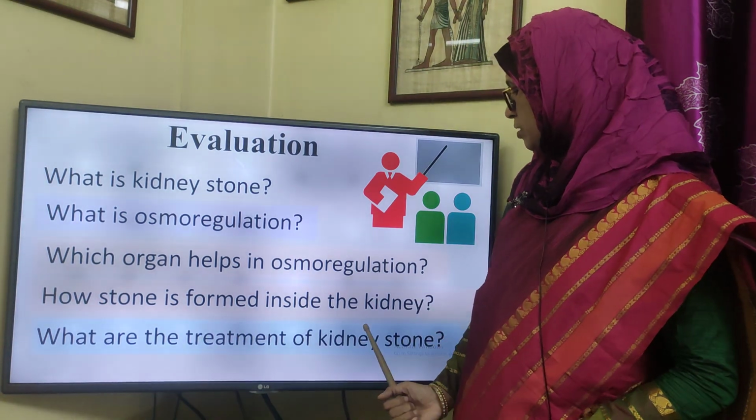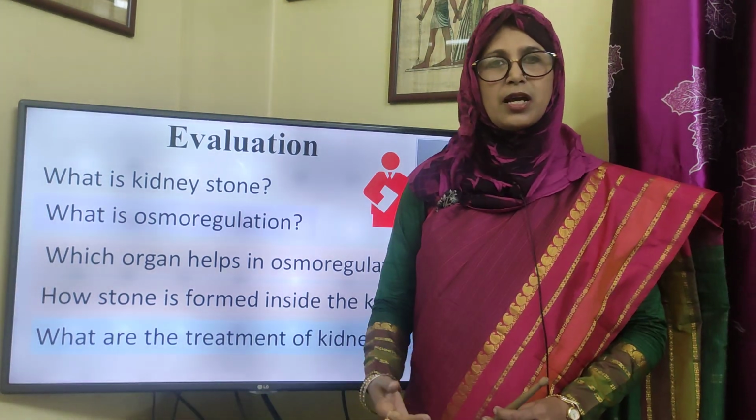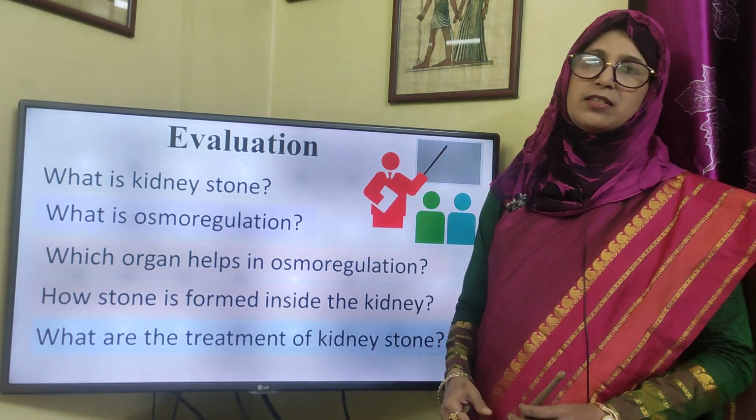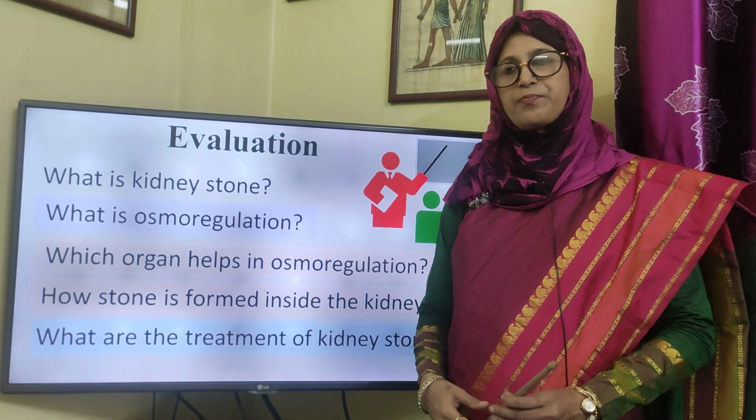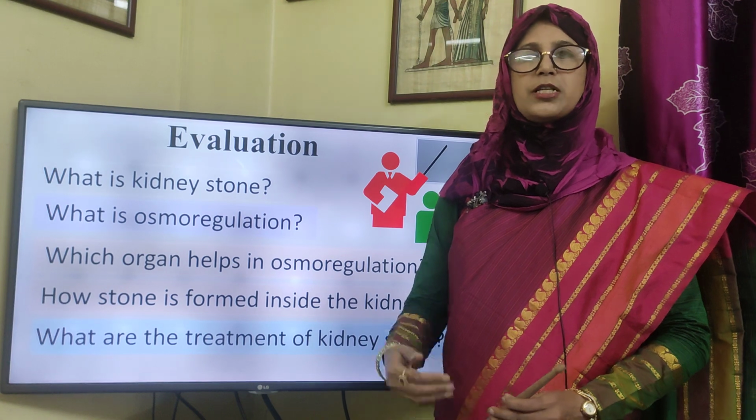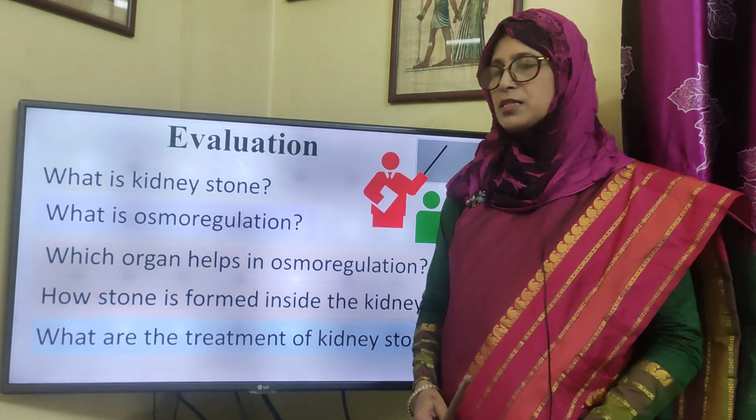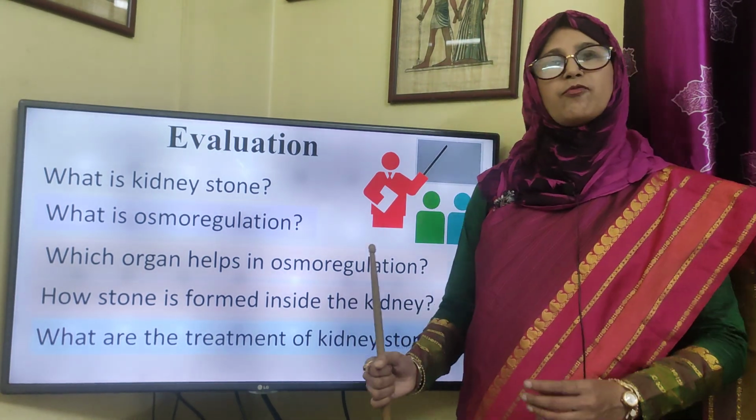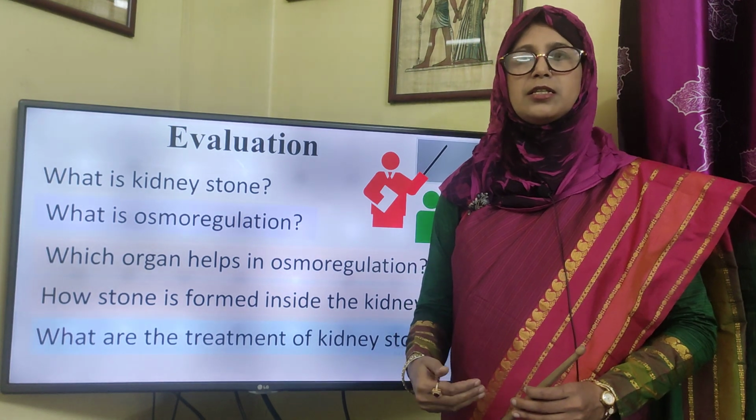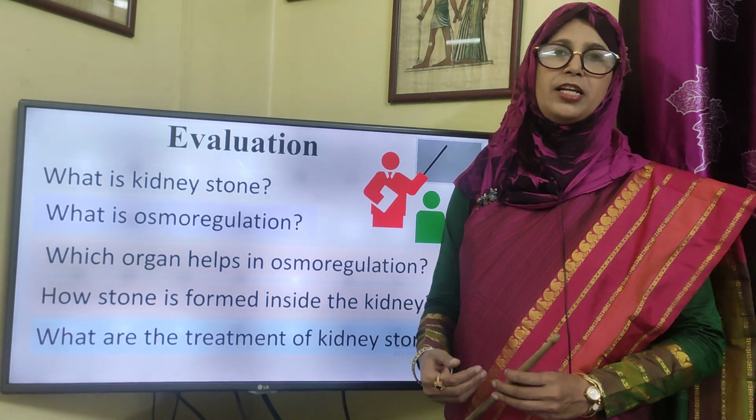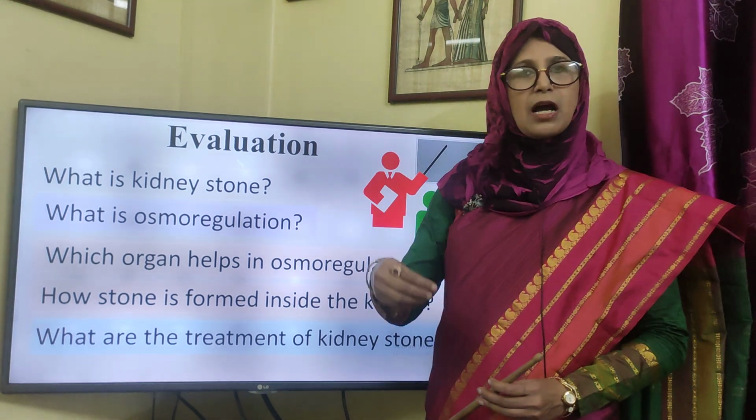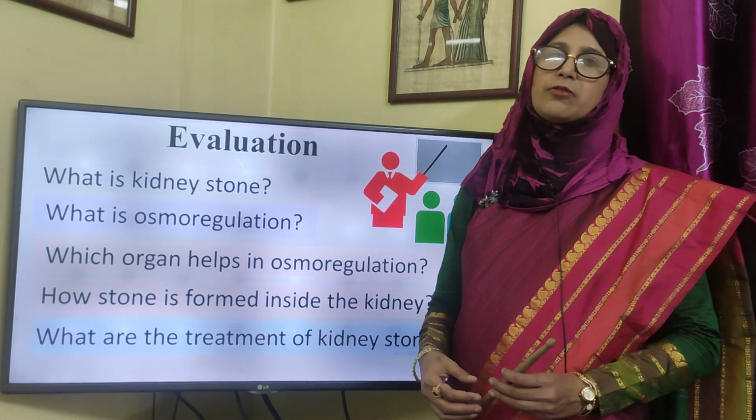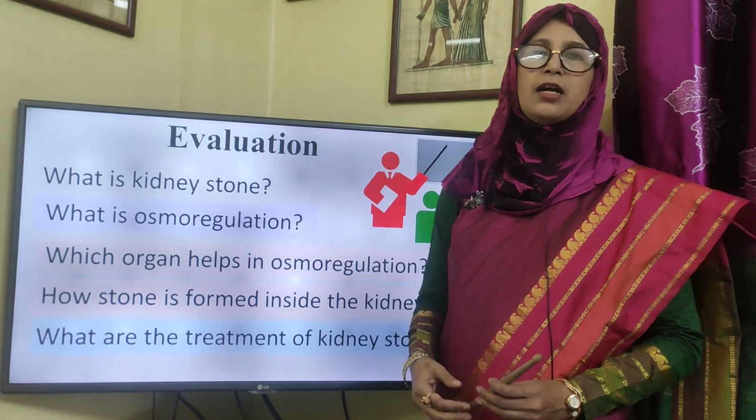How is a stone formed inside the kidney? Firstly, taking insufficient water, not drinking enough, then excess protein, and excessive weight. In these cases, these stones are formed. Firstly, we cannot feel kidney stone pain, but we feel it when the stones come downward to the ureter and cause problems in urination.